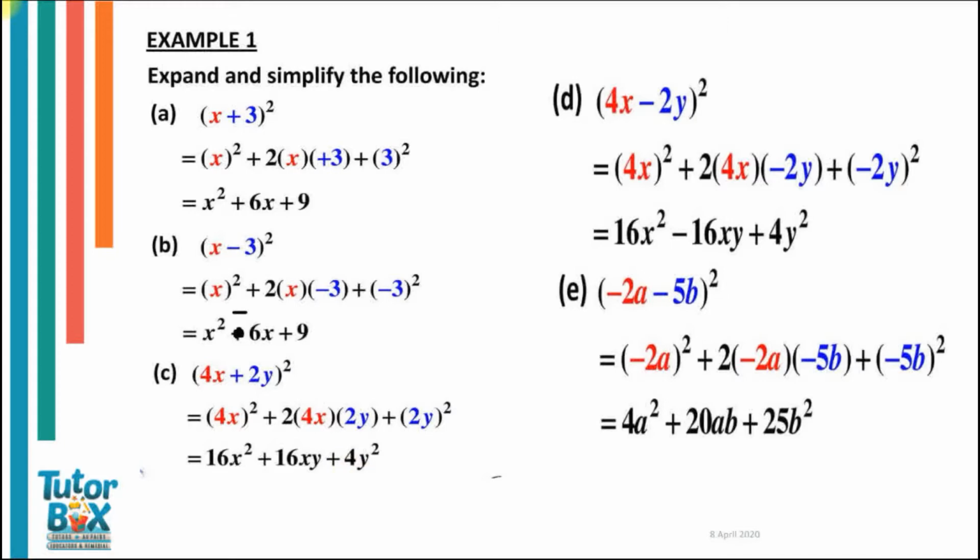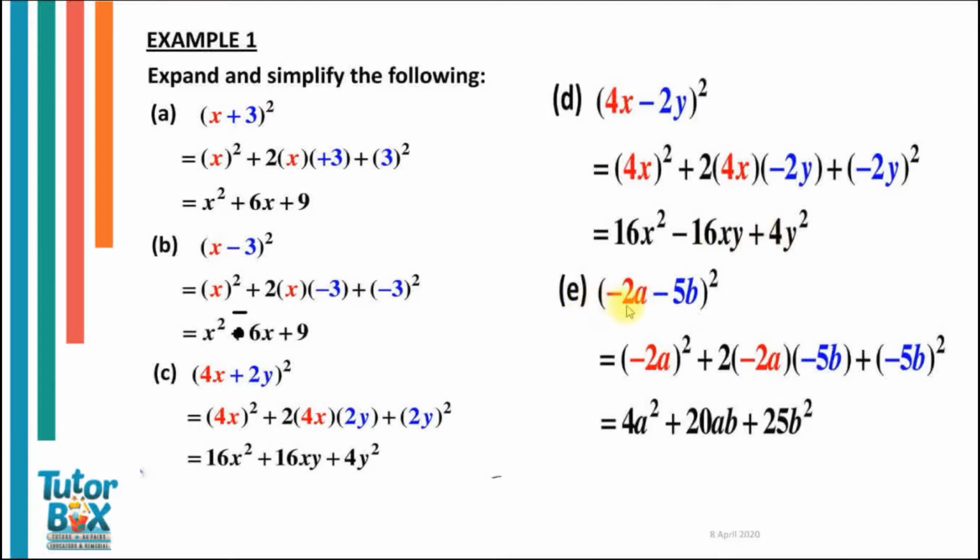Okay, and then d, the opposite of this, so it's 4x minus 2y squared. So already you should know, remember that hint that I told you, if it's a plus, just know that the signs will be plus plus, but then if it's a minus, just know that the first sign will be minus and then the last one is a plus. So you can see there. Okay, so it's 16x squared minus 16xy plus 4y squared.